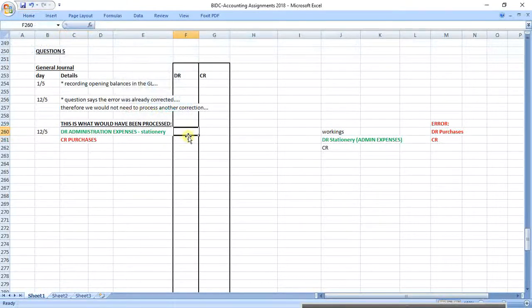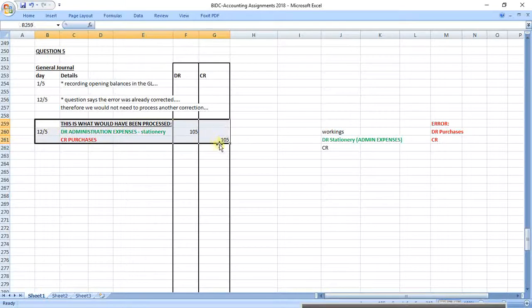Okay, and the amount was how much? 105. Right, and that's what you would have processed. So, see, that's what you would have done. Okay, obviously they said the correction was already corrected, so we're just going to put that just in case. You never know. Okay, that's a lot. 19 marks, just for something so short. They're probably going to give lots of marks for the T account stuff.